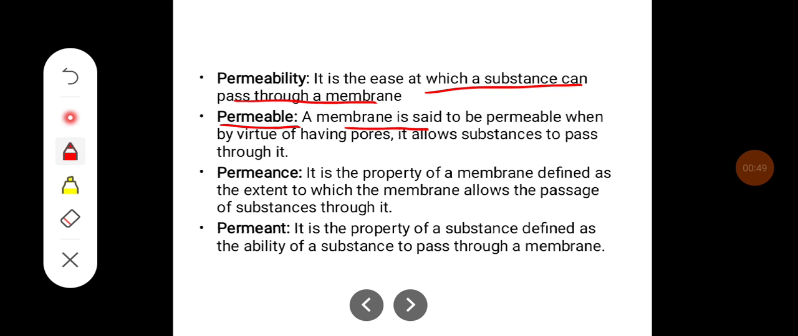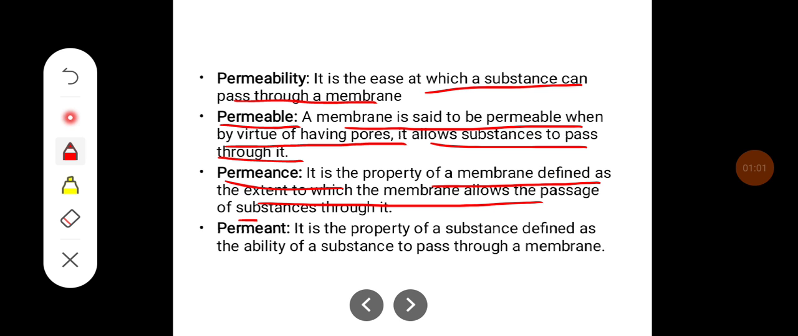Permeable means a membrane is said to be permeable when, by virtue of having pores, it allows substances to pass through it. Permeance means it is a property of membrane defined as the extent to which the membrane allows the passage of substances through it. Permeant means it is the property of a substance defined as the ability of a substance to pass through a membrane.